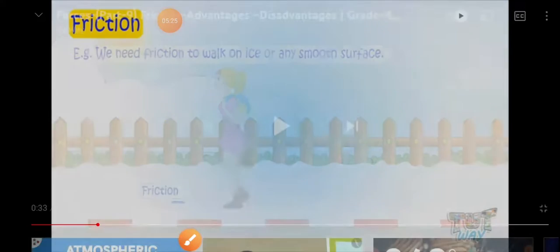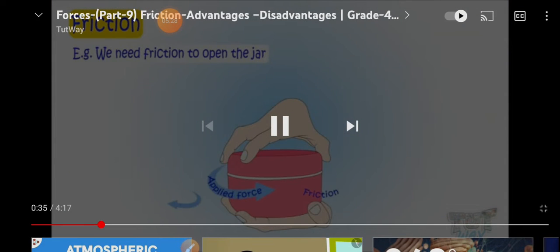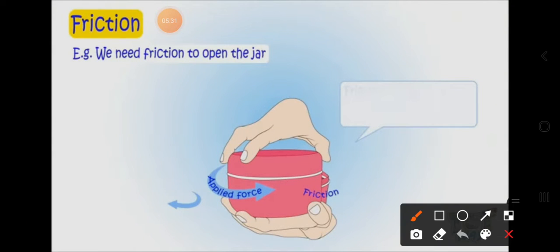Here children, you are able to notice that a lady is opening the cup. When she is opening a cup, the friction between her hand and the cup should be high so that she can open it easily.